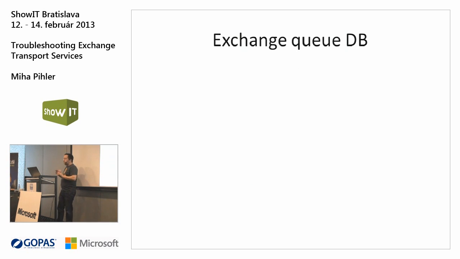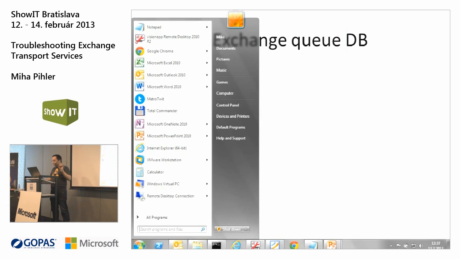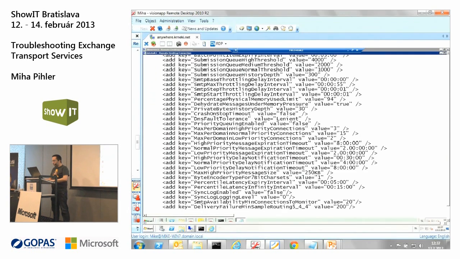I was already talking a bit about database and the queues. In previous versions of Exchange, let's say Exchange 2003, Exchange 2000, and Exchange 5.5, the queue files or the queued emails were actually in the form of file. Every mail was a separate file on the hard drive. With Exchange 2007, we have a different form of queue right now.